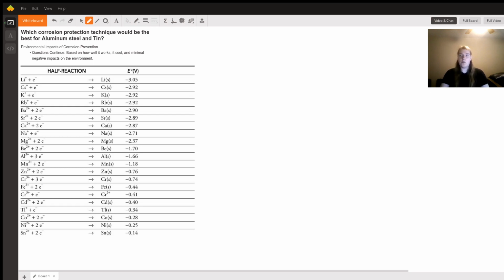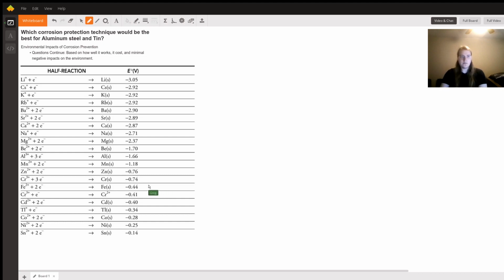In terms of cost, you can just look that up. But in terms of environmental impact, probably the best way is to go to EPA's website and look up the MCL, or maximum contaminant level, for each metal. The lower that level is, the more hazardous the metal is, so the less you want to release it into the environment.